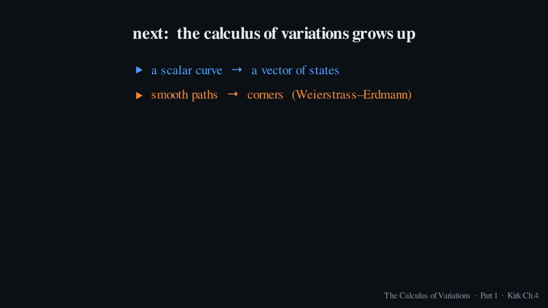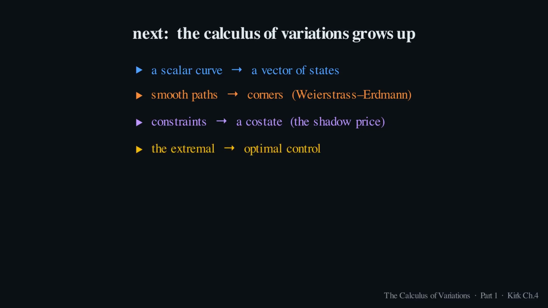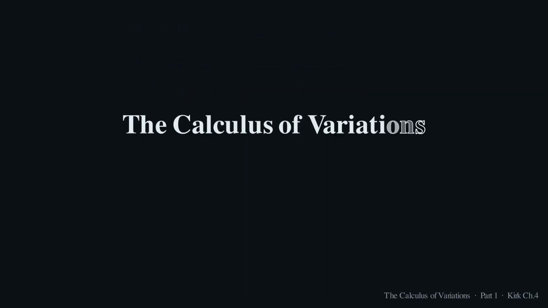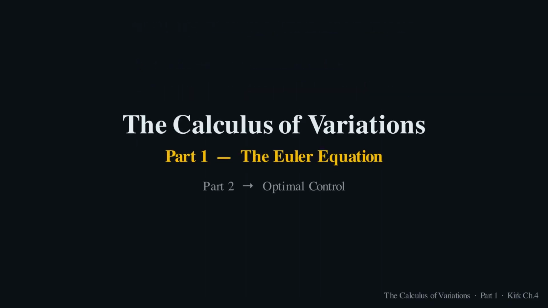In part 2, the single curve becomes a vector, corners become allowed, constraints enter, and these conditions grow an extra set of variables called co-states, shadow prices on the dynamics. The calculus of variations becomes Pontryagin's maximum principle, the language of optimal control.